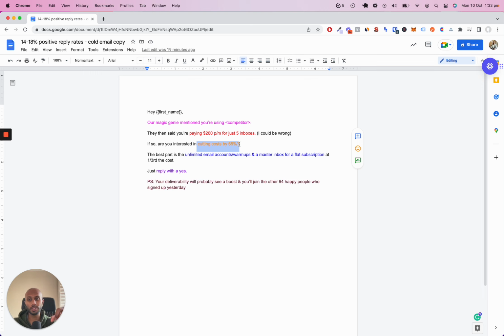Again, so this is cutting costs by certain percentages. That means talking about how much money they'll save. And this is again rephrasing that same piece over here by repositioning that message and saying this is how much you are going to spend, which is again 1/3 of how much you're spending right now. I've kept it as a very simple CTA.